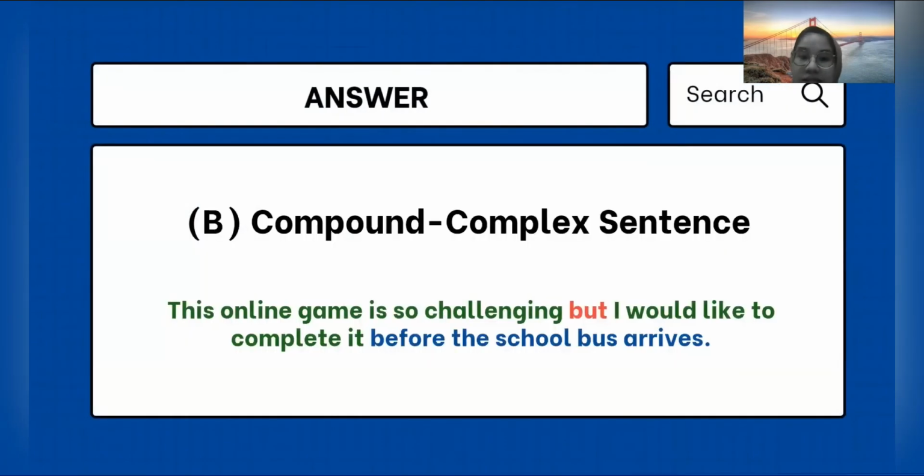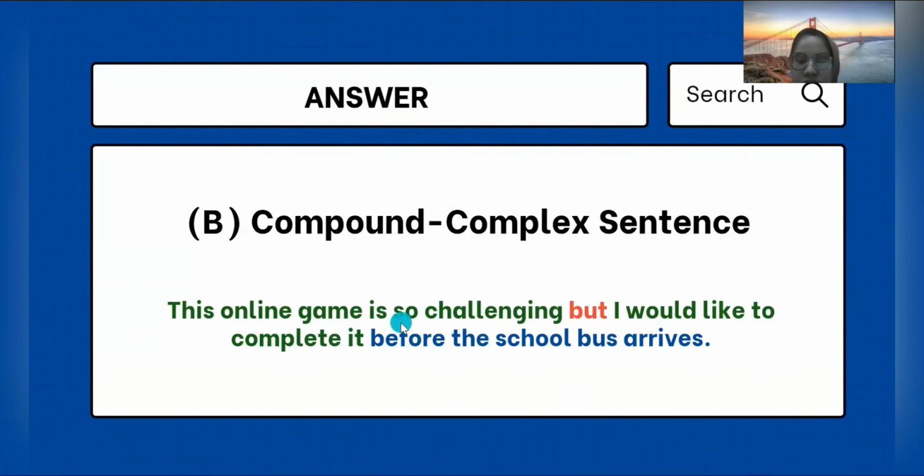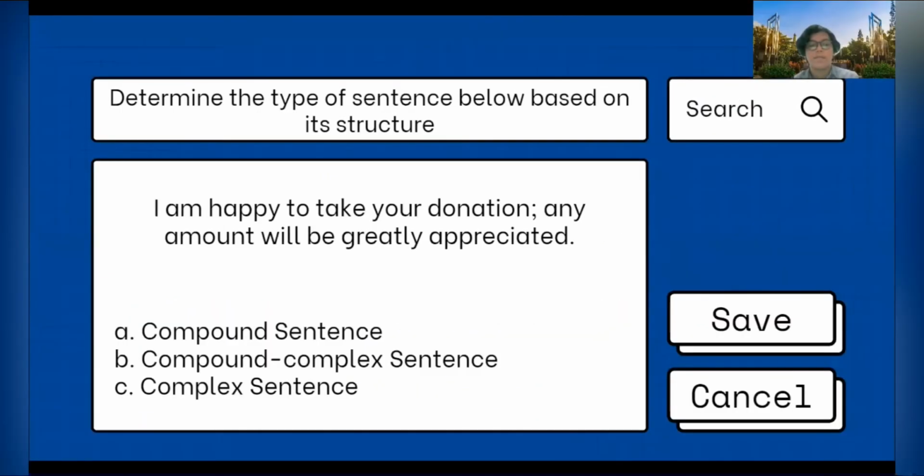The answer is B. Compound complex sentence. Remember, a compound complex sentence is a sentence that contains two independent clauses with at least one dependent clause. In this sentence, this online game is so challenging becomes the first independent clause, and there's a coordinating conjunction, but, and I would like to complete it becomes the second independent clause. Before the school bus arrives becomes the dependent clause with the subordinating conjunction. Okay, we're going to move on to the next question.